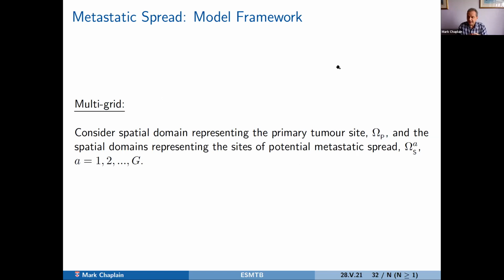So our metastatic spread is based around this new invasion model, but we have now developed what we've called a multi-grid framework. So rather than just have a primary grid where we look at the invasive spread and see the patterns of invasion, we allow the cells to move from the primary grid to a secondary grid, representing a secondary organ. And I'll explain that in a few slides' time, but that's the core of the metastatic model. So we have multiple grids with a primary tumor on a primary grid, and then secondary tumors can move to secondary grids.